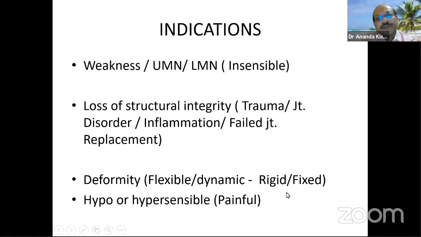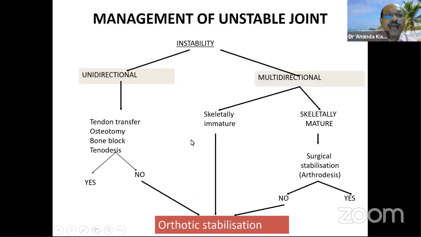Now the hypersensitive foot may require some orthosis, we'll discuss later. So: weakness, loss of structural integrity, deformity, or the painful or the hypo, that is, reduced sensation. Now one by one.